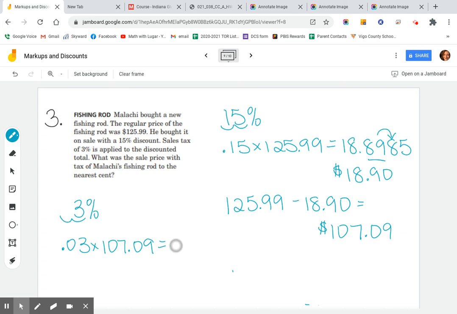3.2127. What just happened? Why does it keep doing this? Good grief.